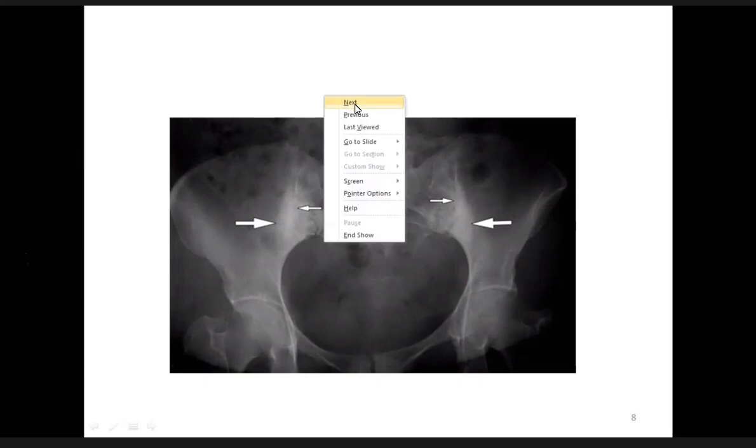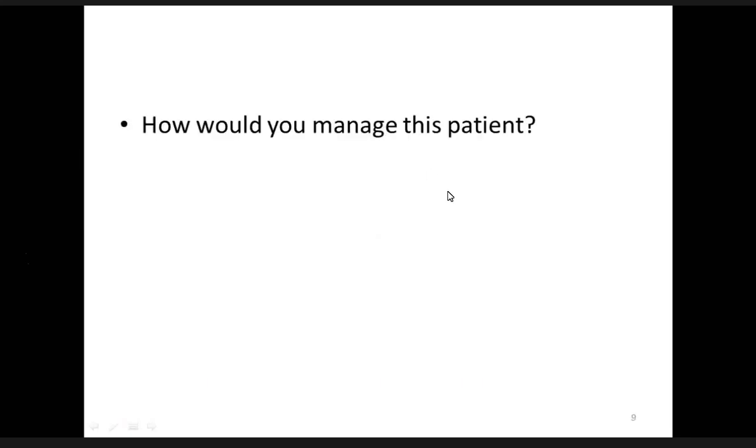Right? So now you have done the X-ray. Now ESR is 94, CRP high, rheumatoid factor and all that negative. So you have done the sacroiliac joint X-rays. There is a little bit of sclerosis and marginal erosions. So how are you going to manage this patient?